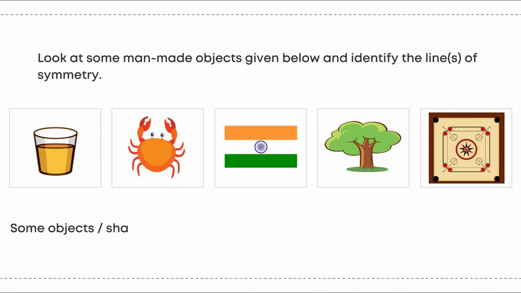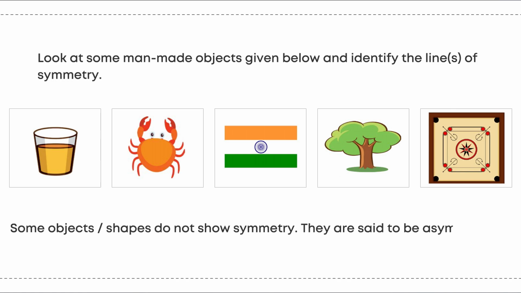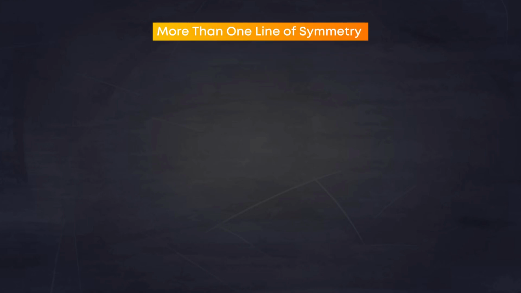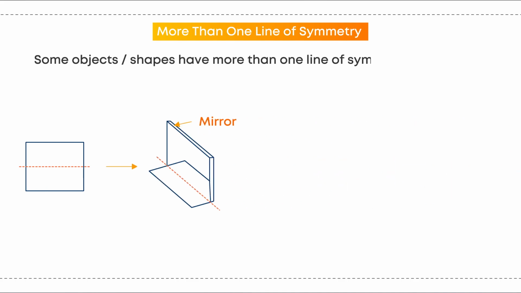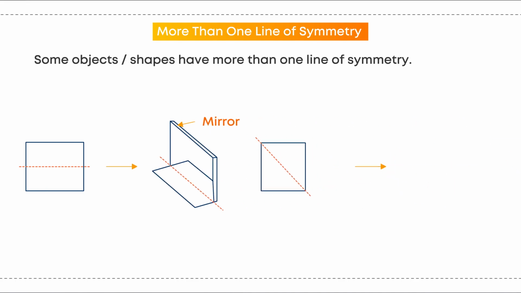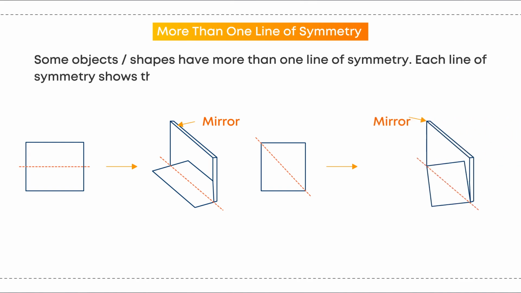Some objects' shapes do not show symmetry. They are said to be asymmetrical. More than one line of symmetry. Some objects' shapes have more than one line of symmetry. Each line of symmetry shows the line along which the object shape is reflected.